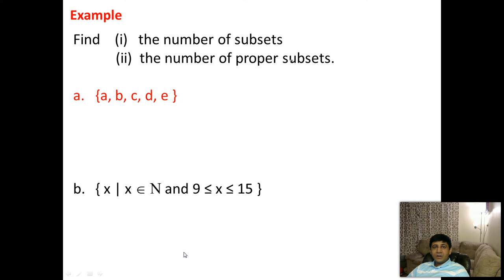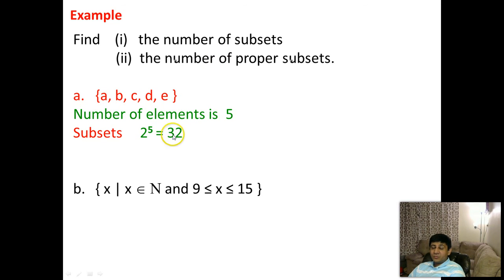Let's look at an example here. Suppose we want to find the number of subsets and the number of proper subsets of these two sets. The first set is A, B, C, D, E. How many elements are there? There are 5 elements. So to find the subsets, it will be 2 to the power 5. So we will have 32 subsets of this set. Similarly, how many proper subsets can we have? There will be minus 1 of that, so there will be 31.